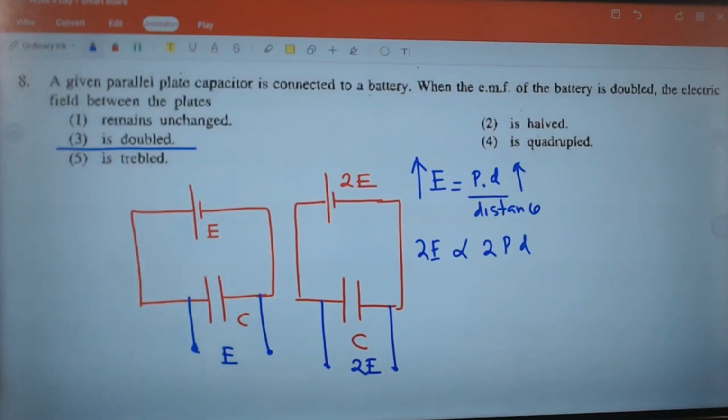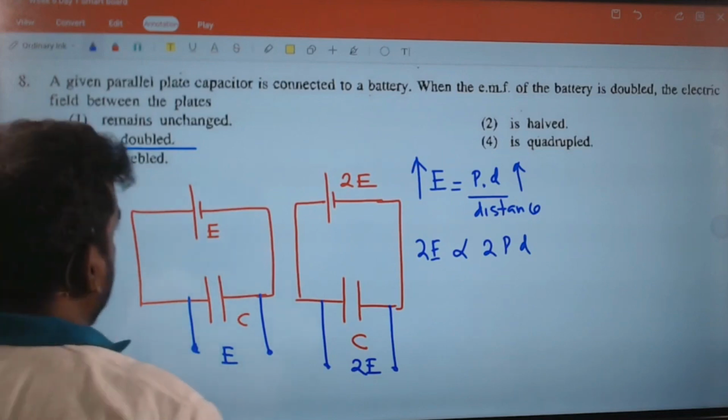When the EMF doubles, the potential difference across the capacitor will also double.